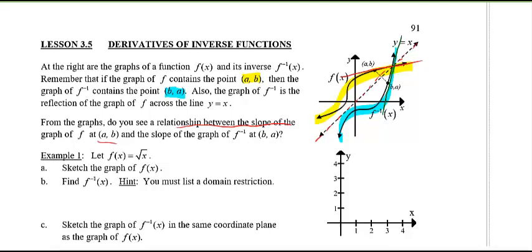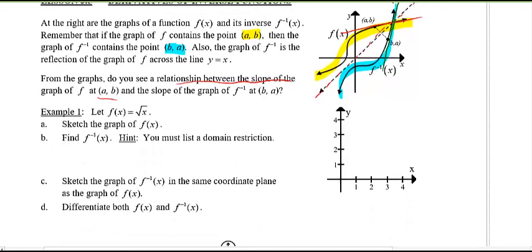So maybe that's a little bit hard to see, so let's take a look at an example where I'll give you an actual function. Let f of x be equal to the square root of x. I want you to sketch it, then find the inverse, and then sketch that as well. So hopefully you remember this is the square root function, 0, 0, 1, 1, 4 comma 2, and a nice curve that's like a sideways parabola. There's my f of x function.